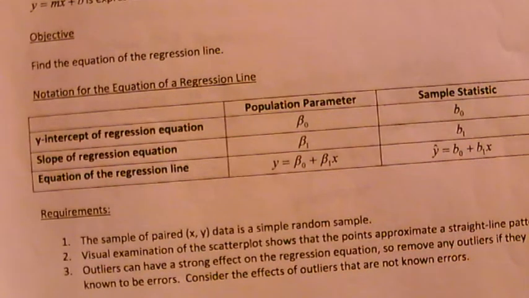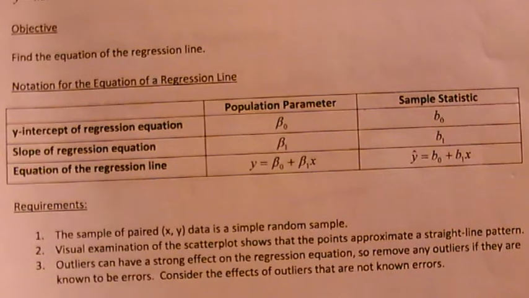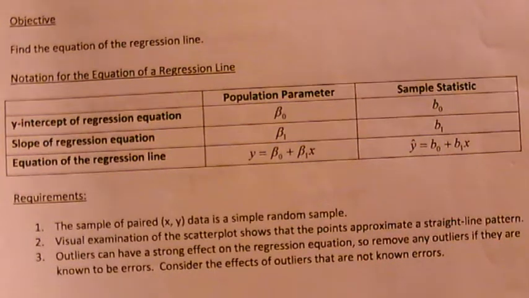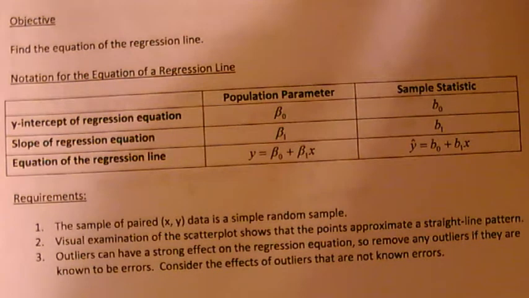Okay. Now, there are requirements when we get the regression equation, and that's this. Number 1, the sample pair of data, that's your x and your y, is a simple random sample. Number 2, a visual examination of the scatter plot should show that the points approximate a straight line pattern. And then number 3, outliers can have a strong effect on the regression equation. So if you have any outliers that are known to be errors, you need to remove those, because outliers can make a difference in that regression equation.